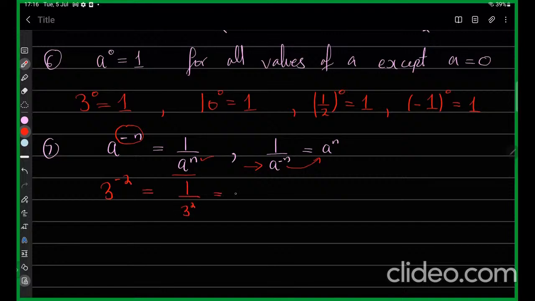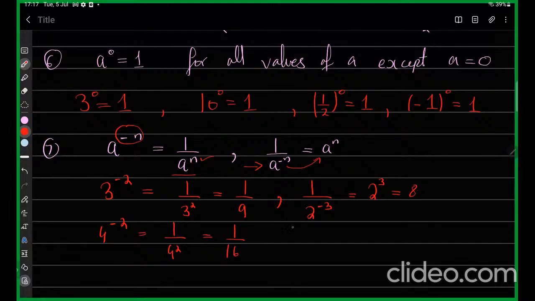And this would give me 1 by 9. For example, if I have 1 by 2 power minus 3, I can take this 2 power minus 3 to the numerator just so I have the positive power, and it would become 2 power positive 3, that is 8. Then if I have, let's say, 4 power minus 2, I can write it as 1 by 4 power 2 and it would give me 1 by 16.